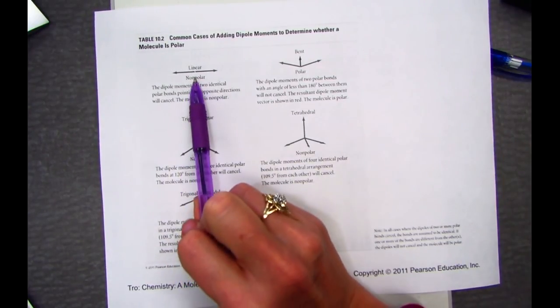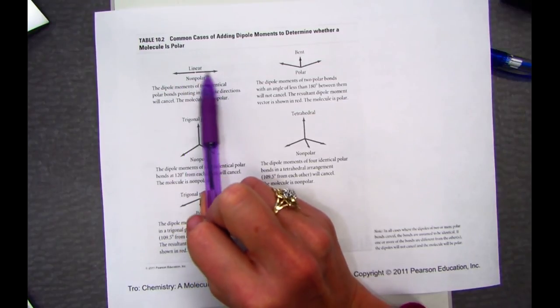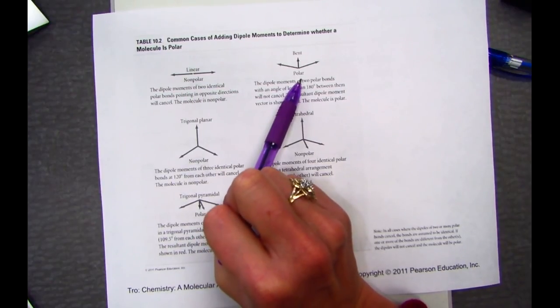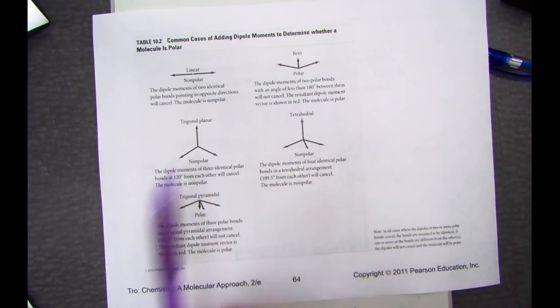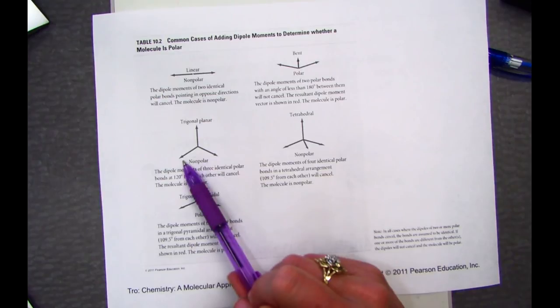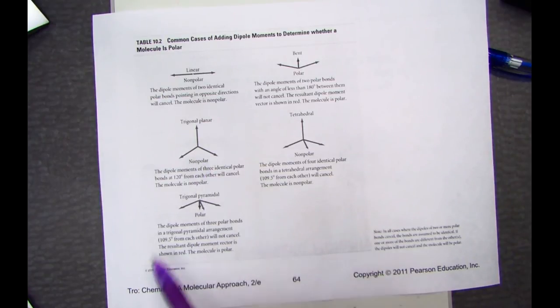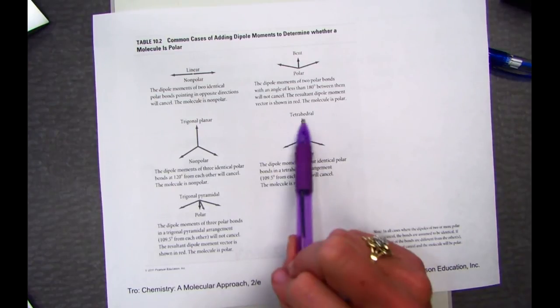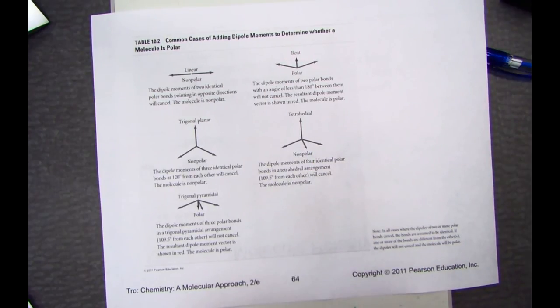If I have a linear molecule in which I have 2 identical polar bonds, it's going to be a non-polar molecule. If I have a molecule with a bent geometry, it will end up being polar. If I have a molecule in a trigonal planar molecular geometry, it's non-polar; they all cancel out. Tetrahedrons are nonpolar if all of the ligands are exactly the same. Trigonal pyramidal will have an exposed pair of electrons at the top, making it a polar molecule.